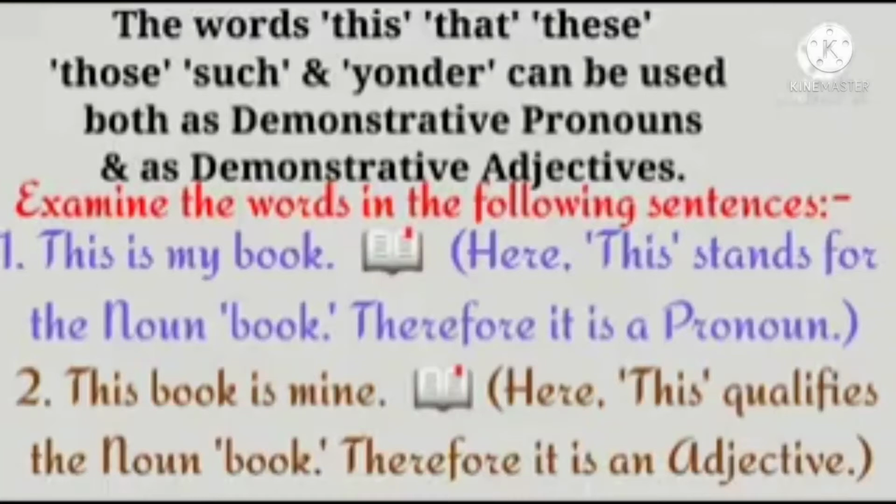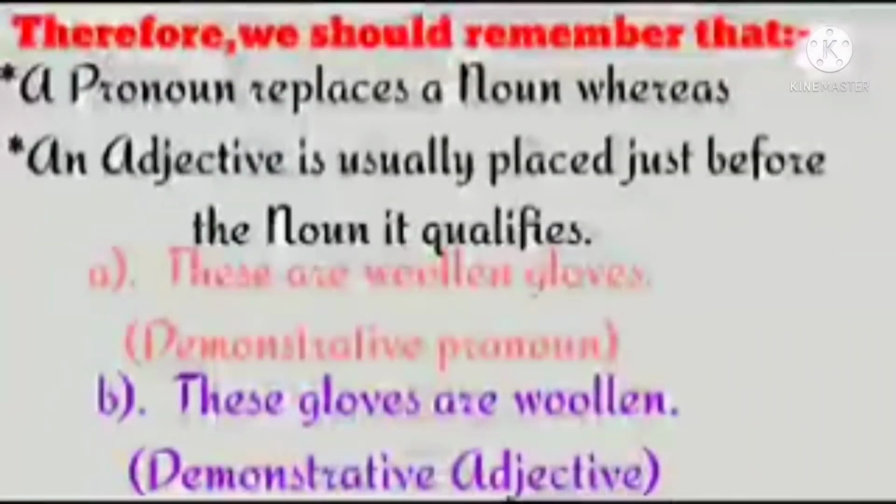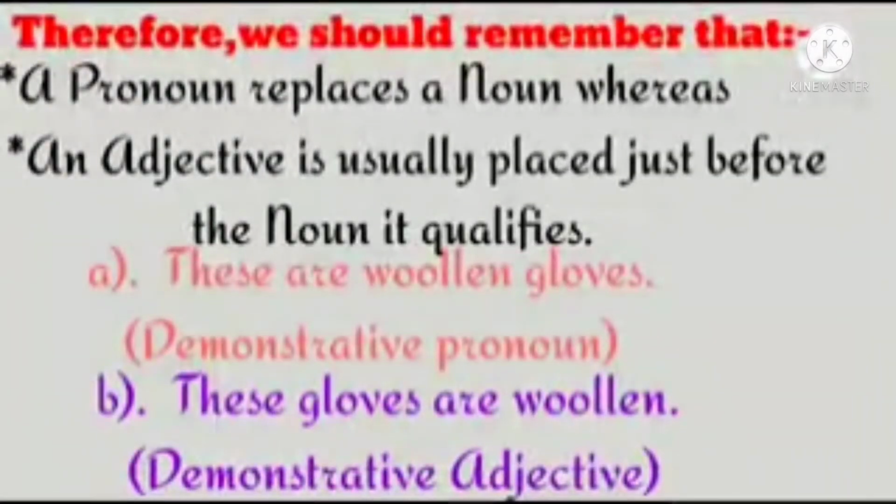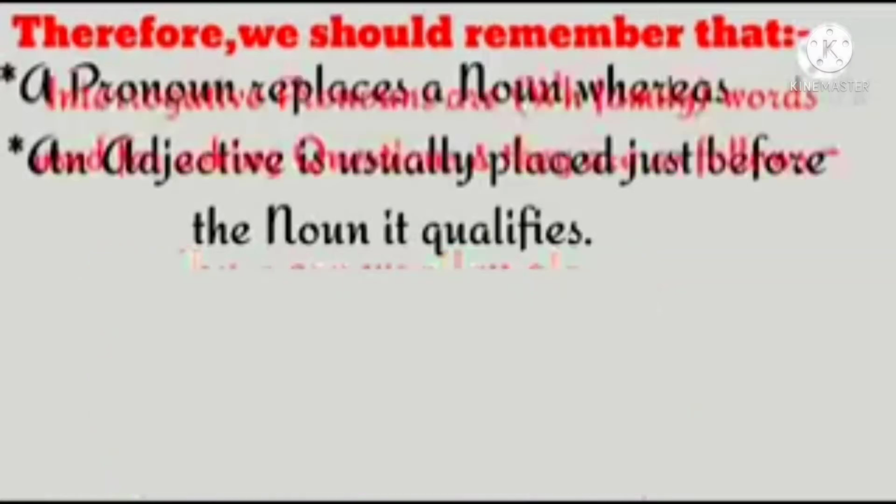Second, this book is mine. Here, this qualifies the noun book. Therefore, it is an adjective. Therefore, we should remember that a pronoun replaces a noun, whereas an adjective is usually placed just before the noun it qualifies. These are woolen gloves. Here, these stands for the noun gloves. Now, let's see the second one. These gloves are woolen. It is a demonstrative adjective because it is qualifying the noun gloves.